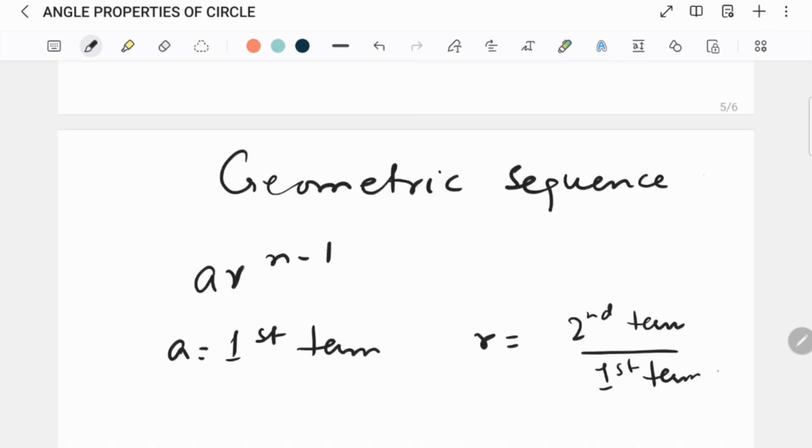And in the geometric sequence you'll write n as the power. So ar^(n-1) is the geometric sequence nth term formula. a is the first term, r is the second term divided by the first term, or the third term divided by the second term, or the fourth term divided by the third term. You will get the same answer whenever you divide. So let's begin some past paper questions now.